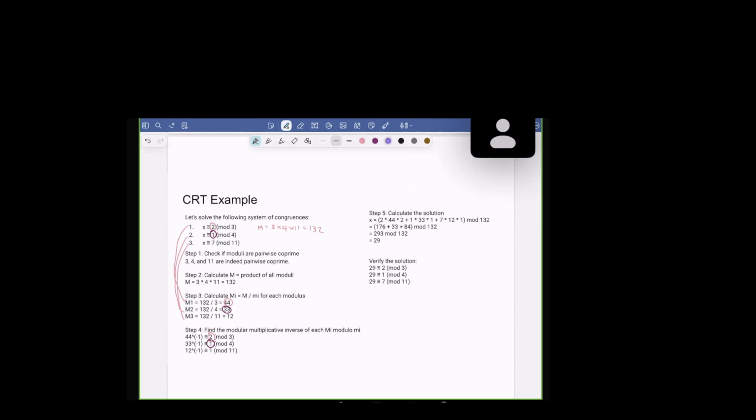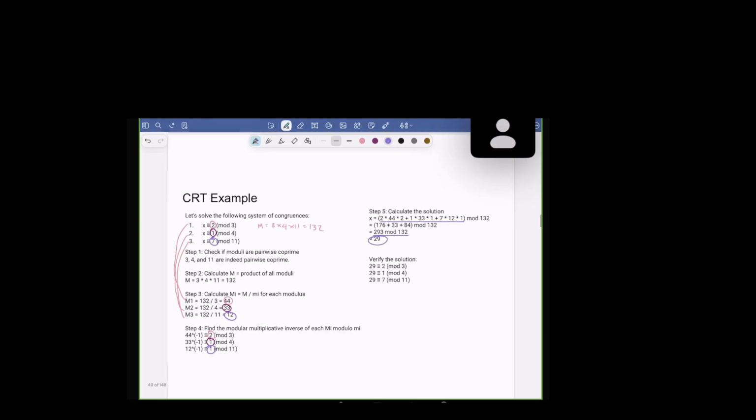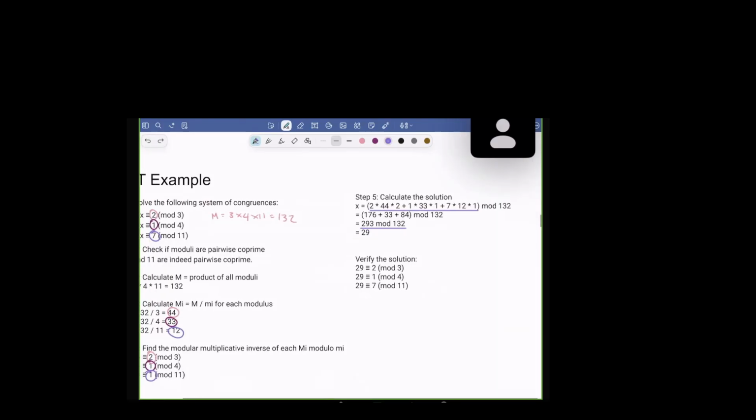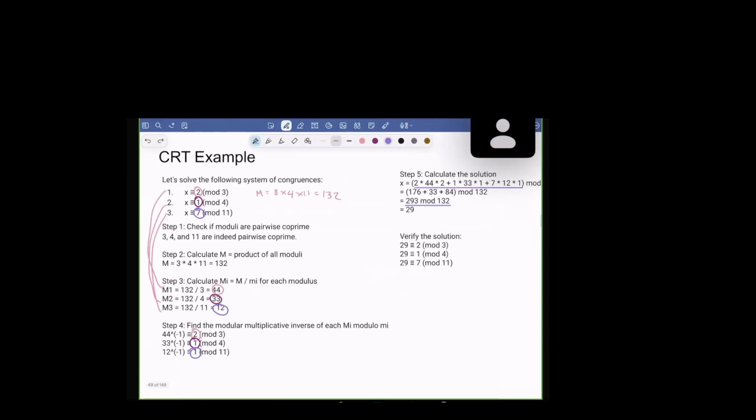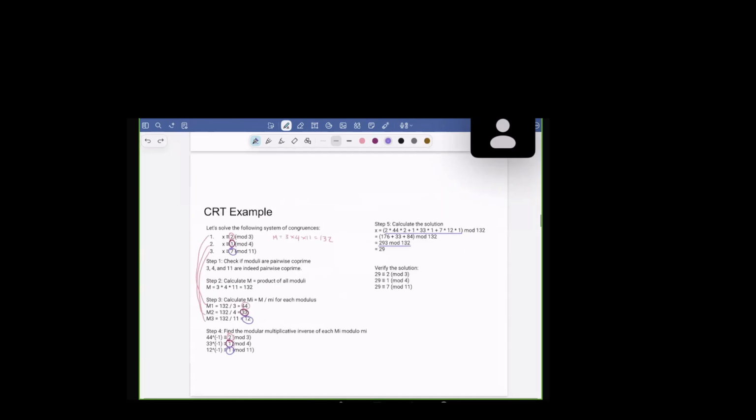And then let me get another color. And that's how we get over here. After you add up all of these multiplications and summations, you will get 293 mod 132, which comes pretty cleanly to 29. And so you know that 29 is the number x you're looking for that satisfies all of these equations.